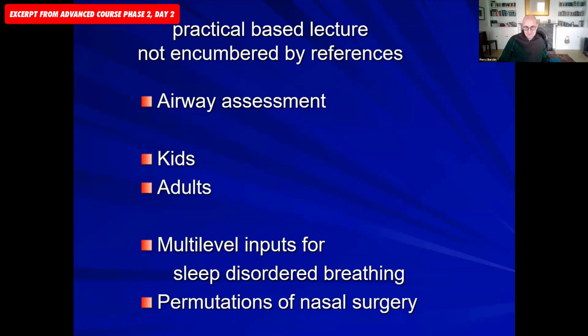And so what I'm going to do here is have a practical based lecture. It's not going to be encumbered by references, but I'm going to talk about a few things. And firstly, it's airway assessment. Firstly in kids, then in adults. We're going to talk about multi-level inputs for sleep disorder breathing, very much like Roland has done, but from a more ENT perspective. And then I'm going to share with you some permutations of nasal surgery.